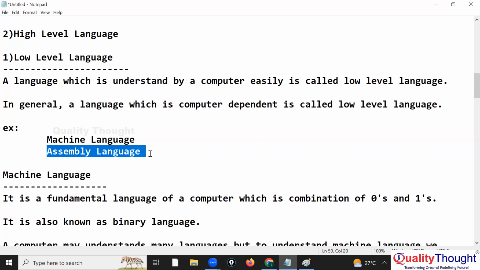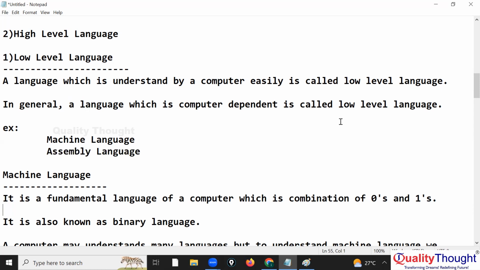If anybody asks, sir, why are we not working with a low level language? You can tell them, sir, this language is understood by the computer, not by the user. So that's why we will never use low level languages in real time. And you people also came for my demo, not to learn low level language. Remember, we are learning high level language. And in companies, we will use high level language only. Why? Because who will understand high level language? The user will understand.